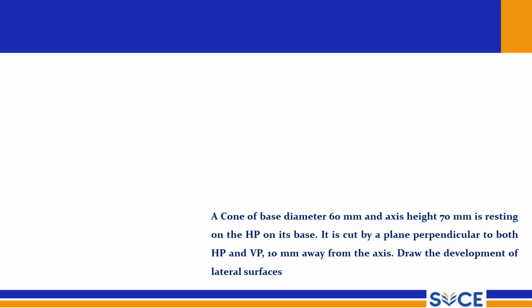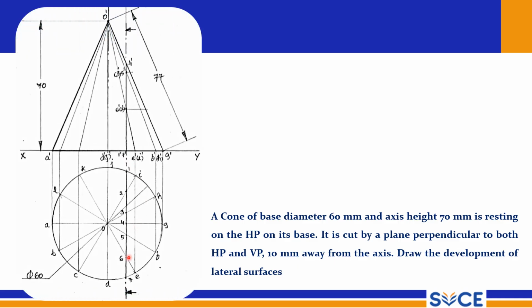So this is a hand drawn diagram. This is the cutting plane, which is passing perpendicular to the axis, perpendicular to both planes. Now for each and every edge, I have divided this into 12 equal parts. I have marked all the points for each slant generator, and those points should be projected onto the development.